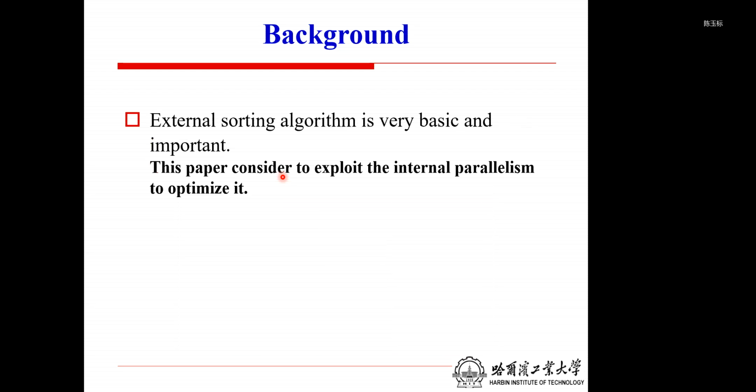External sorting is a core operation in data management and systems. It is often a part of many common complex data operations such as union, intersect, range query, merge join, and so on. This paper sets out to exploit the internal parallelism to optimize it.